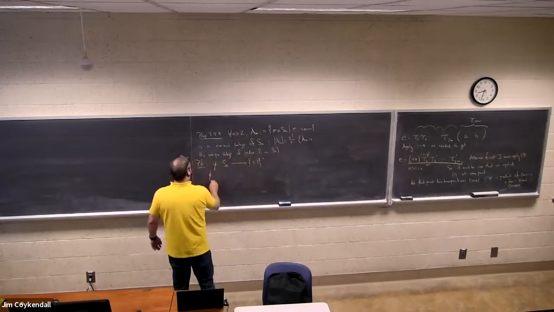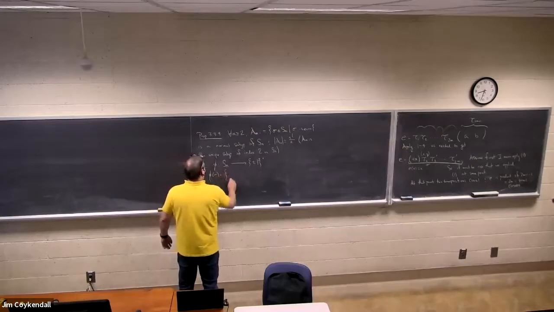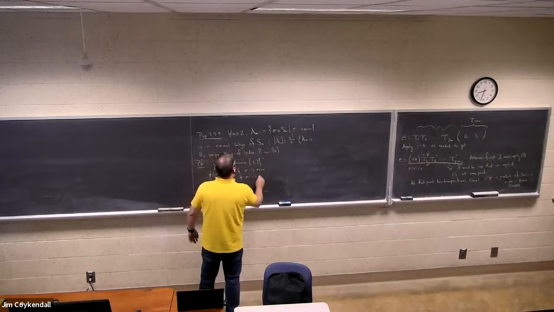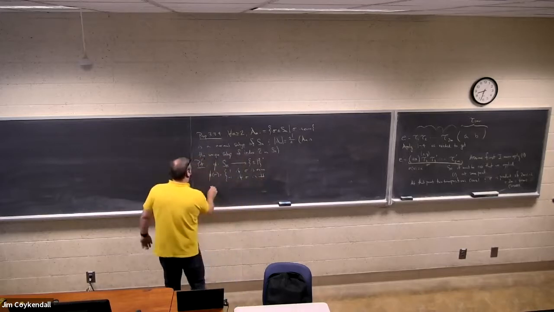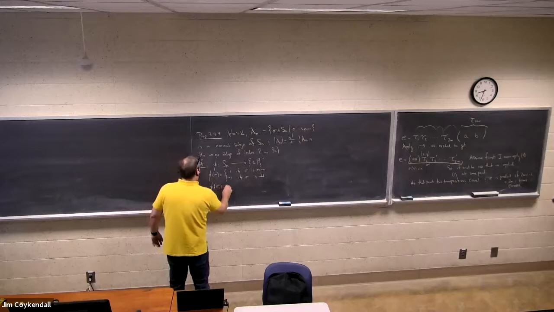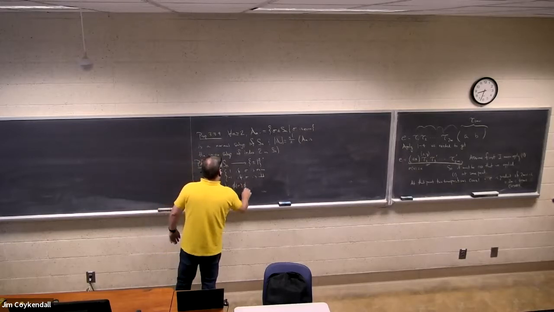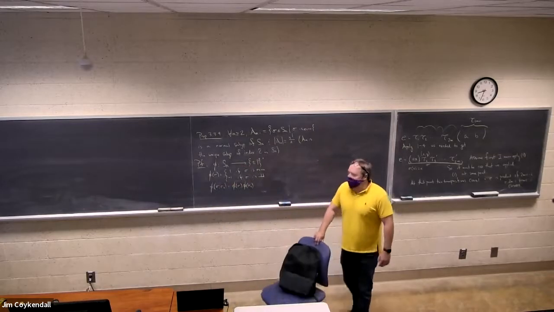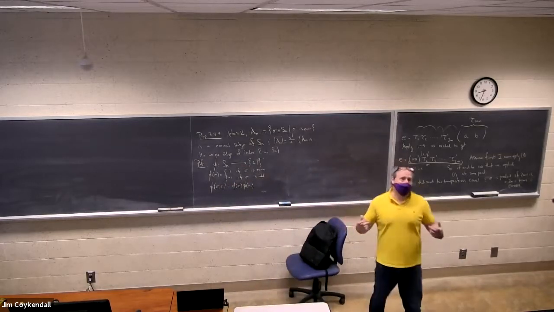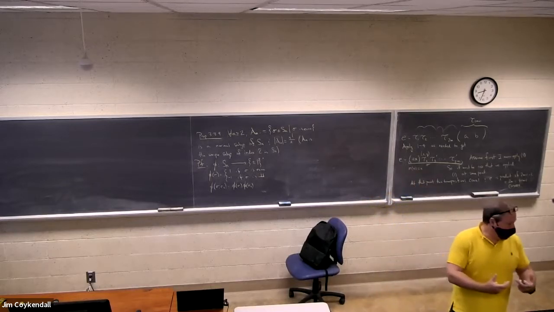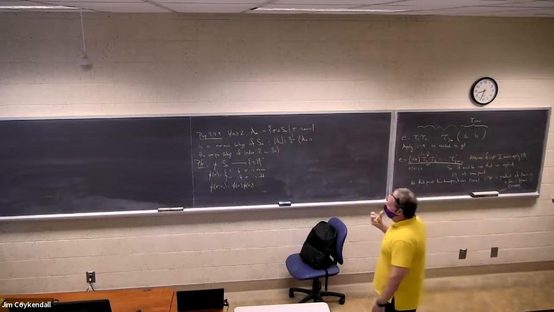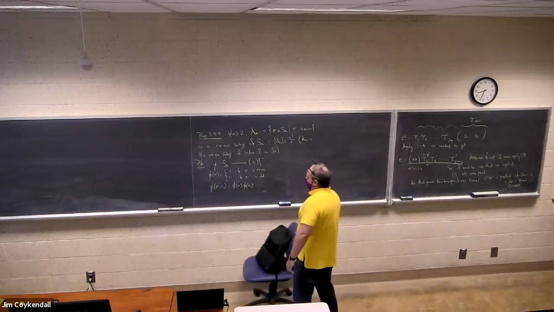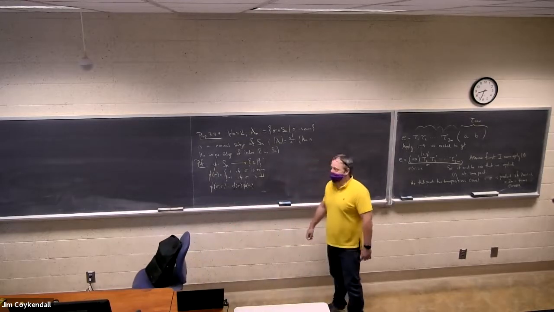Defined by phi of sigma is 1 if sigma is even, and minus 1 if sigma is odd. Notice that phi of sigma 1 sigma 2 is phi sigma 1 times phi sigma 2. Let me talk you through this. Notice that if you have the product of two odd permutations, then it's even, right? Because when you add two odds together, you get an even. And notice if you have an odd times an even or an even times an odd, you get an odd, and the product of two evens is an even. And basically, that's what you need there for this to be a homomorphism. That works out for you.